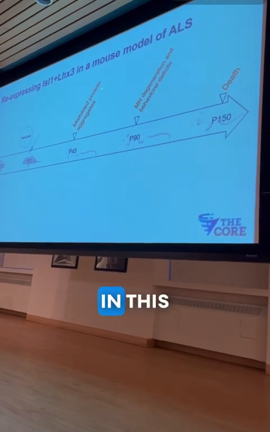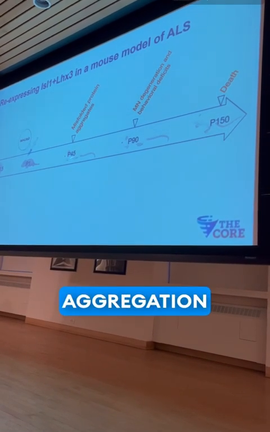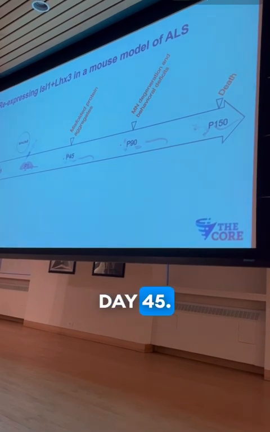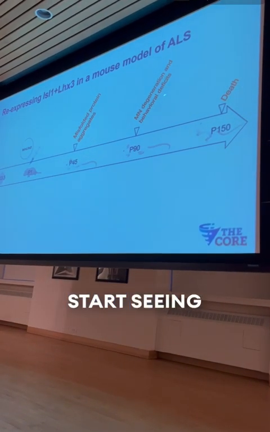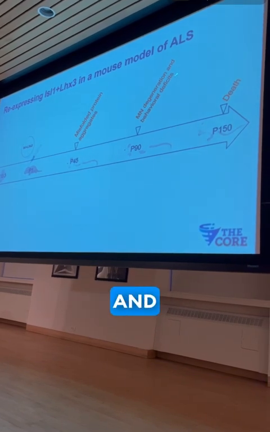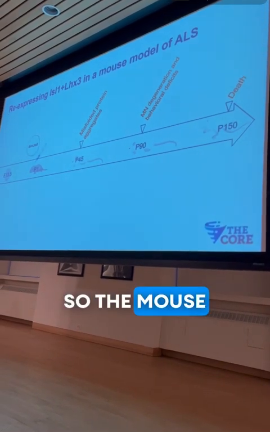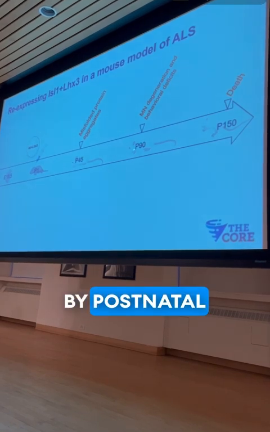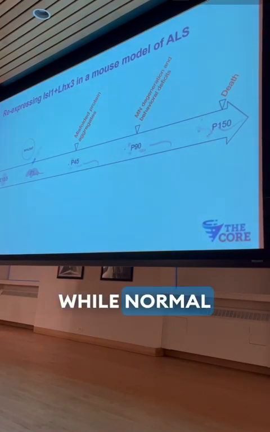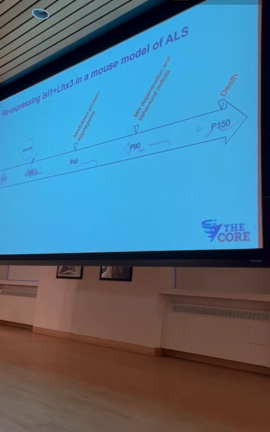And normally in this mouse, you start seeing aggregation of misfolded proteins already on postnatal day 45, and then you start seeing loss of motor neurons and behavioral deficits, so the mouse stops moving by postnatal day 90, and at 150 days the mouse dies, while normal mice live for 2 years.